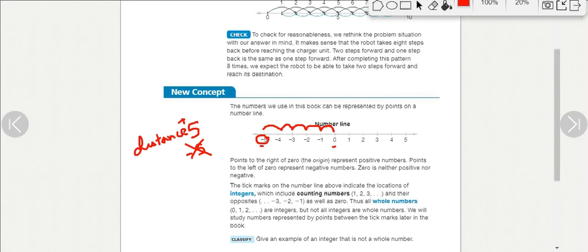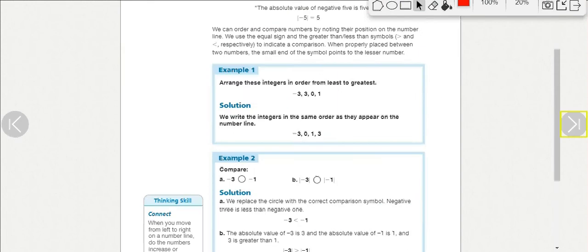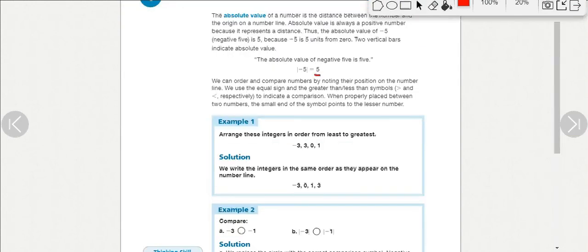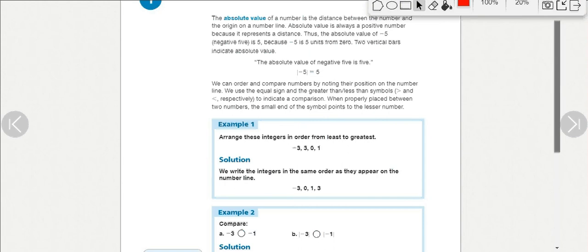We always show absolute value, because it's distance, as a positive, like so. The absolute value of -5 is 5. Just 5. Just say 5. You would never travel negative miles. We don't consider negative spaces from 0. So negatives, absolute values turn positive.